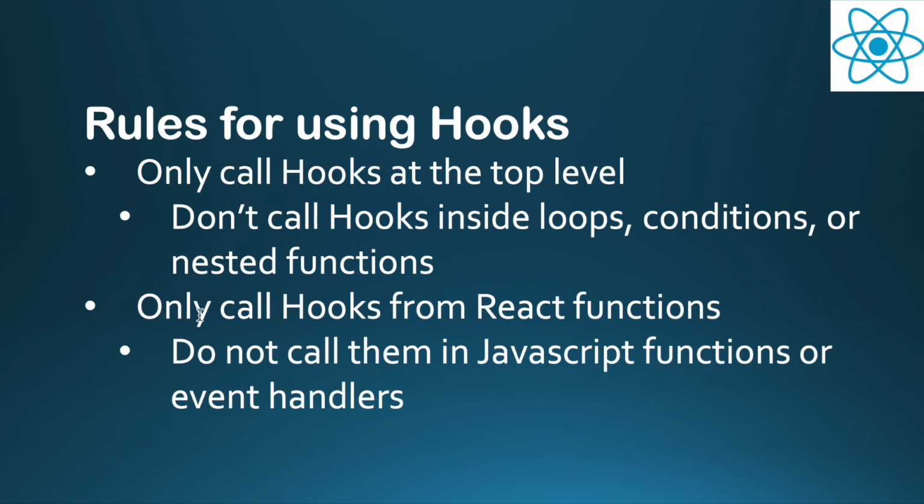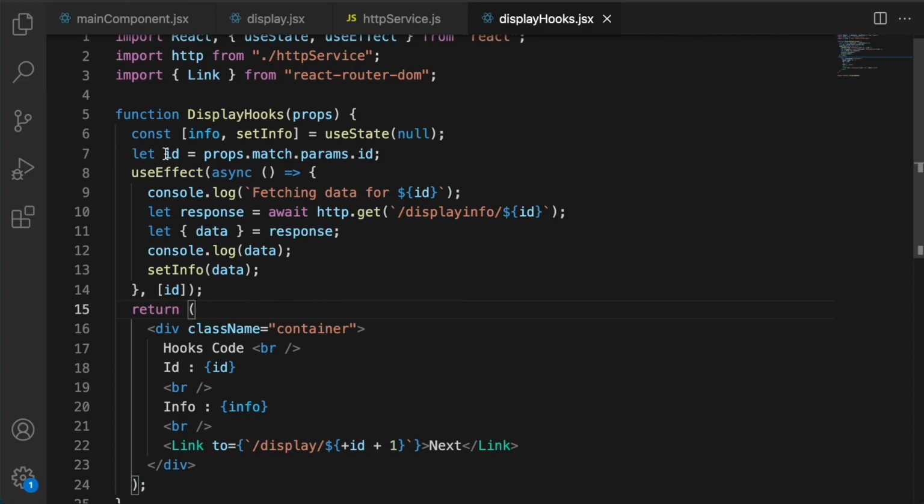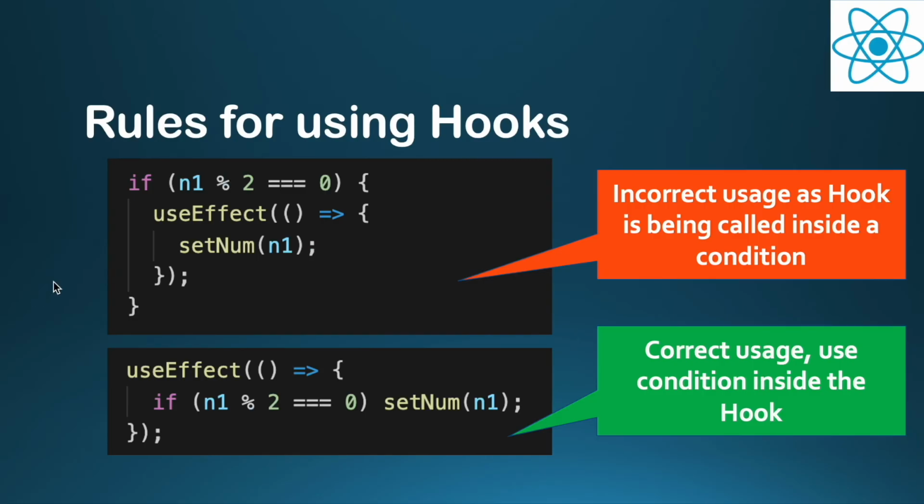The second is only call hooks from React functions. Do not call them in JavaScript functions or event handlers. So like we saw in function components, you can define your event handlers and functions and use that, which are JavaScript functions. Don't do that. Call them only in your React functions that we have defined here. So the React functions here would mean, in this main function we are calling it, so you can call them here. So call them in your React functions, but do not call them in the JavaScript function.